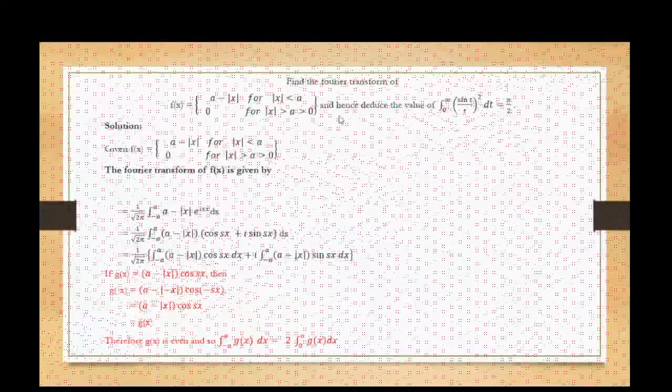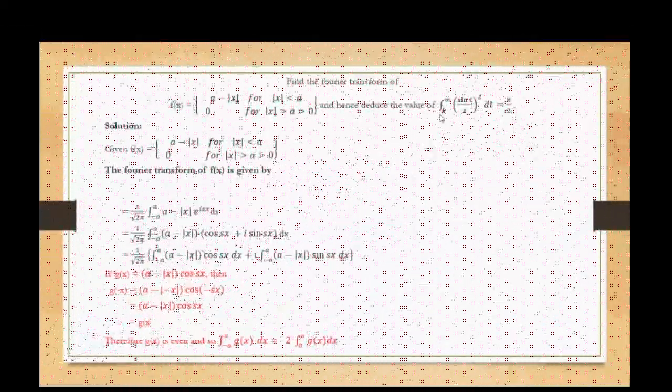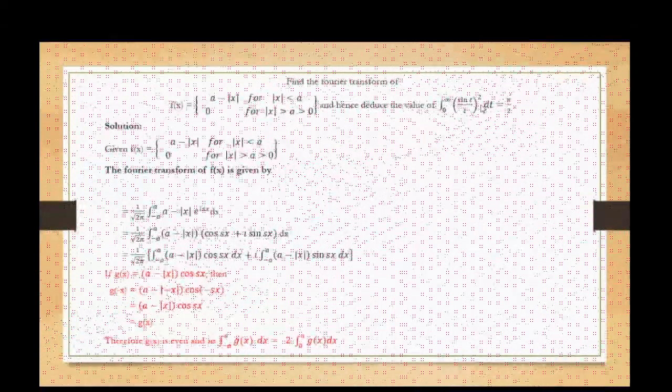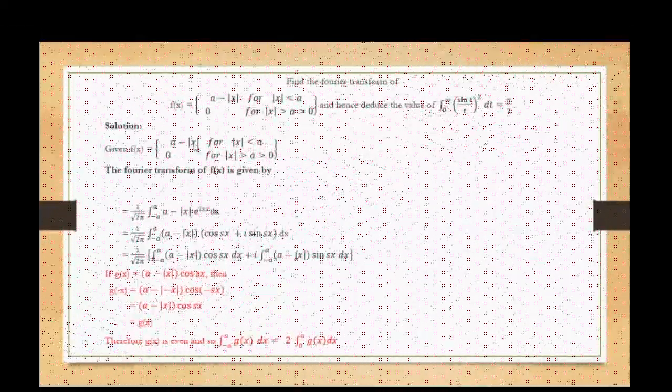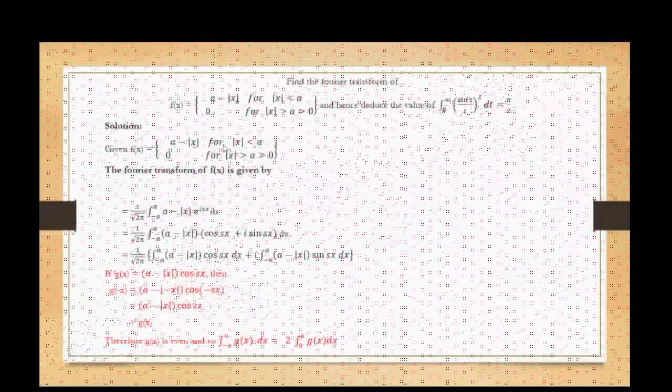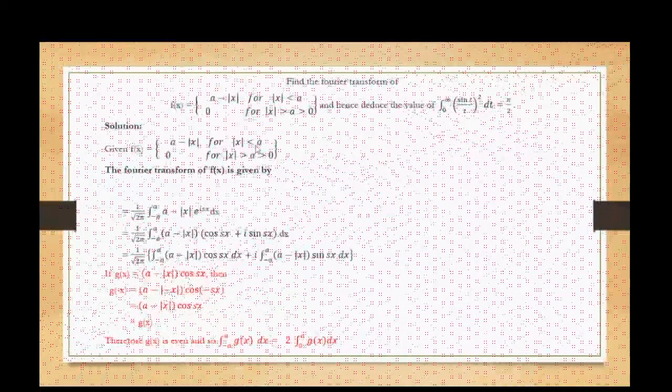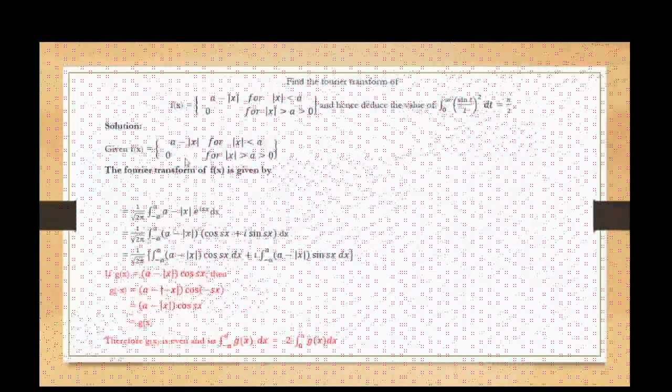And you have to deduce one more thing. It is the integral from 0 to infinity of (sin t by t) the whole squared dt equal to pi by 2. This is what you are going to deduce. Okay, so first, what's given in the problem? f of x is equal to a minus modulus x when mod x is less than a, and otherwise it will be 0.